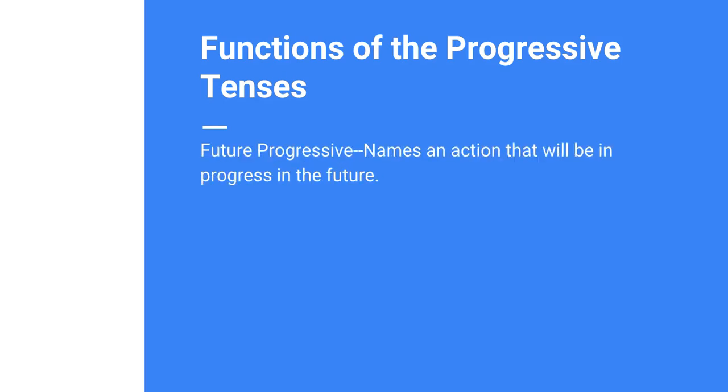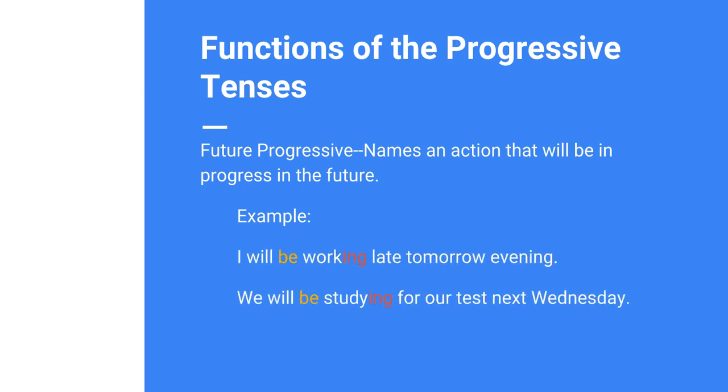And finally, our future progressive names an action that's going to be happening in the future. I will be working late tomorrow evening. We will be studying for our test next Wednesday. See here we have a specific future time and an activity that's going to be going on during that time.